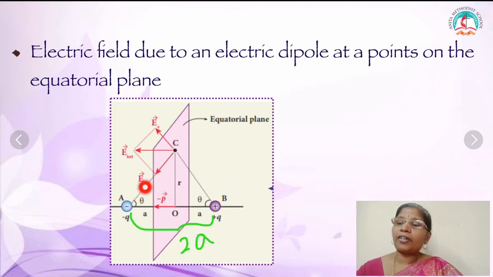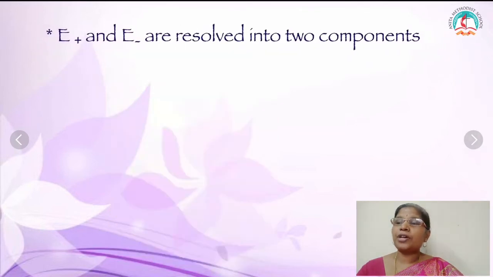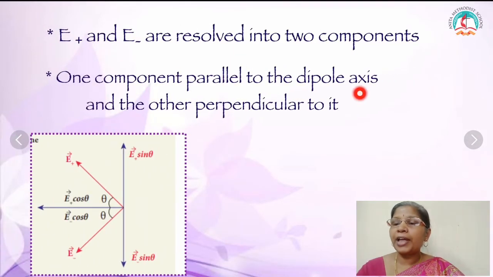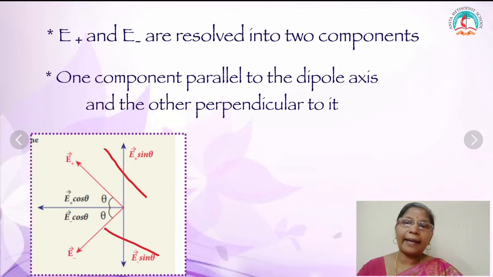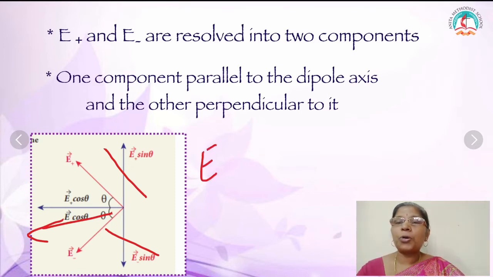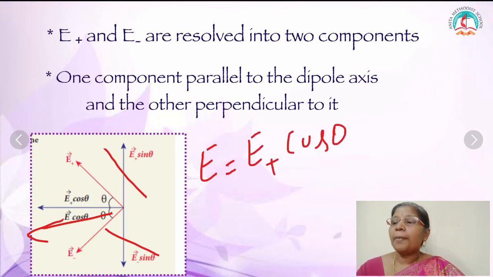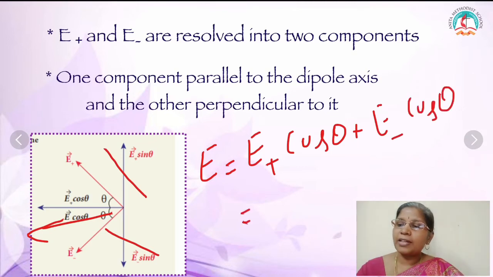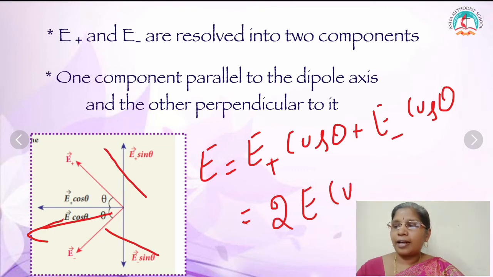You see both the fields are not collinear, so each is resolved into two components: one parallel to the dipole axis, another perpendicular to the dipole axis. You see the perpendicular components, plus sin theta and minus sin theta, cancel. Only the parallel components add up. So the total electric field E equals E plus cos theta plus E minus cos theta. So when I calculate E total, I will get 2E cos theta.